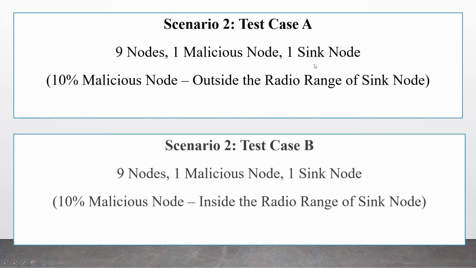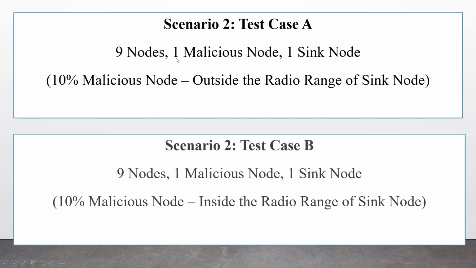Okay, and one sync node we are going to have. Now, in test case A, this one malicious node I'm going to keep outside the radio range of the sync node. I'm not going to keep it near the sync node. I'm going to keep it outside the radio range of the sync node.